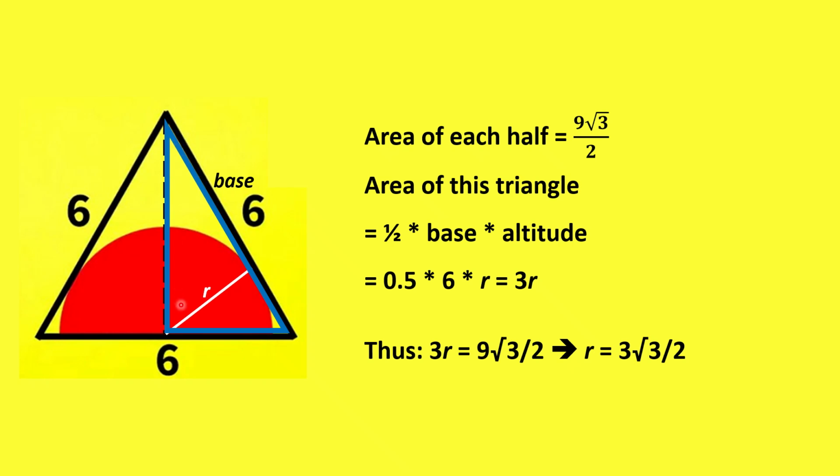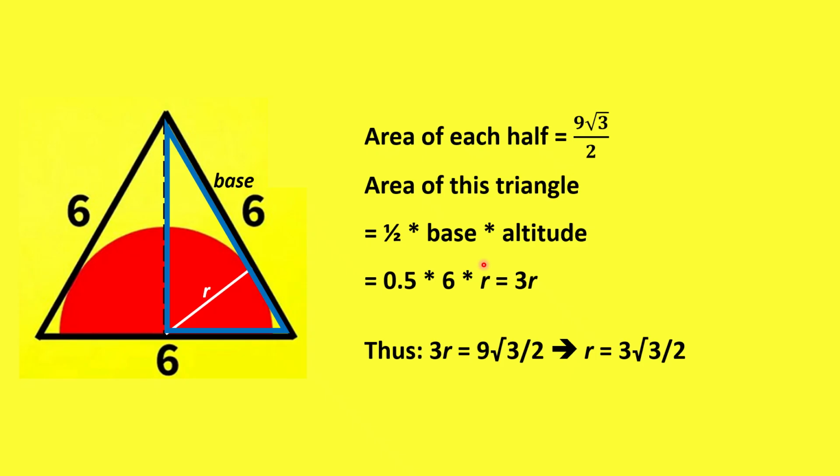So consider only the half, that is only one of the two right angle triangles. Now base is 6 and altitude is the radius r. Area would be half into base into altitude, half into 6 into r, that would be 3r. But this area should be equal to 9 root 3 by 2. So we get 3r is equal to 9 root 3 by 2. Dividing by 3 both sides, we get r equal to 3 root 3 by 2.